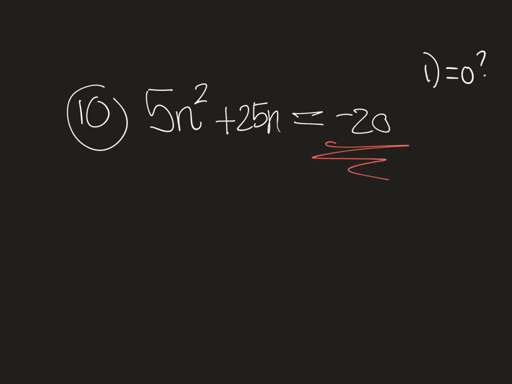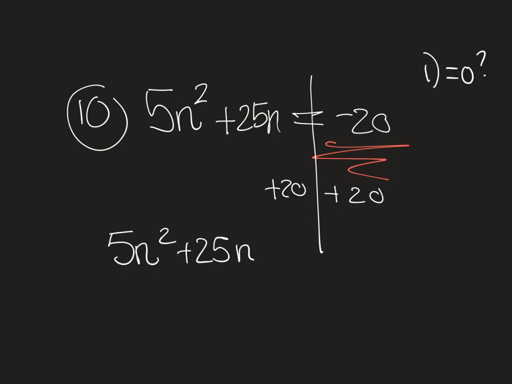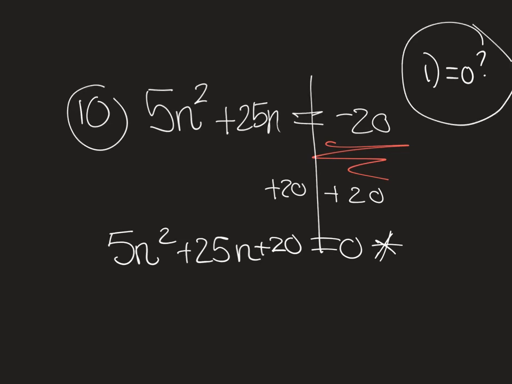This one doesn't. So to undo a negative, you'd add 20 and add 20 to both sides of your equation. And this would become then 5n squared plus 25n plus 20 equals 0. And now it equals 0 and we can complete the factoring process. But I just wanted to make sure that you knew what it meant when I kept asking you, does it equal 0?